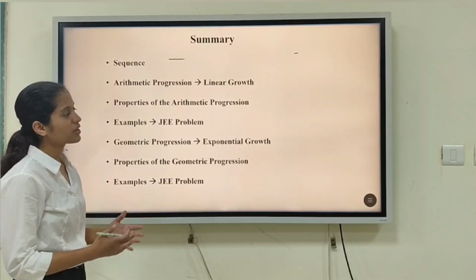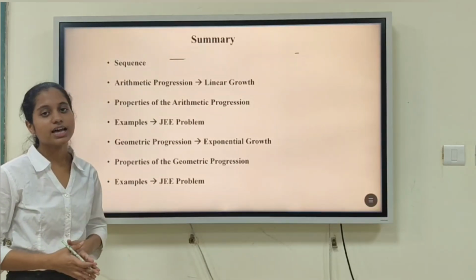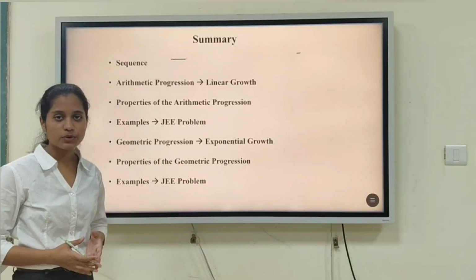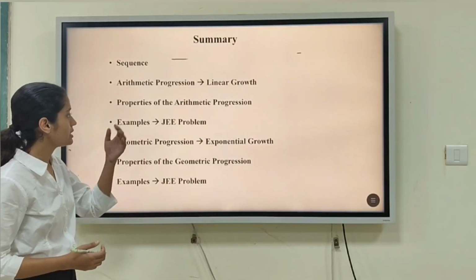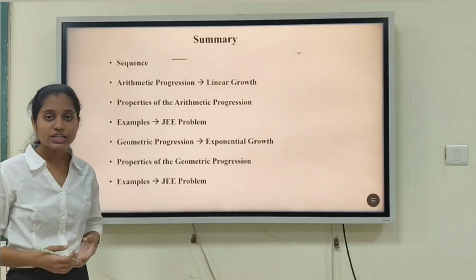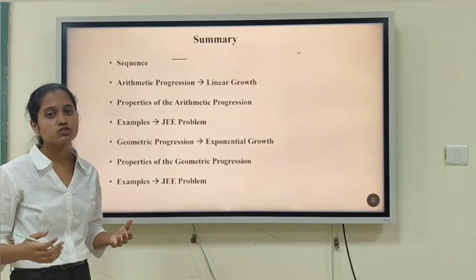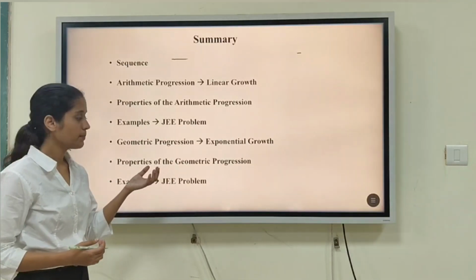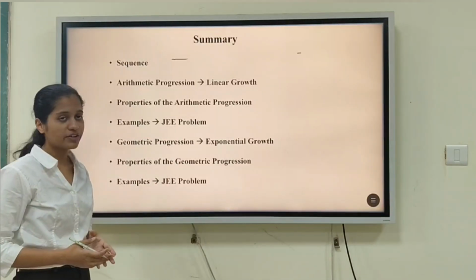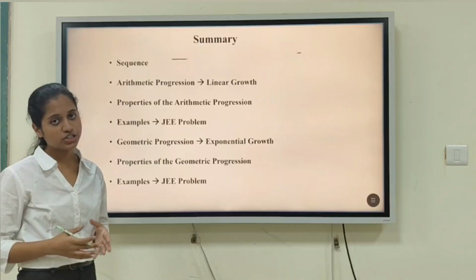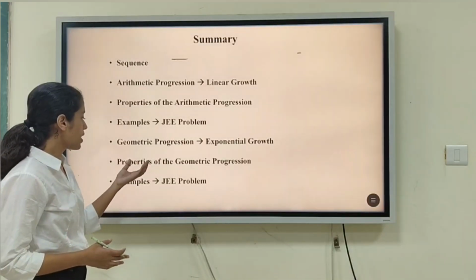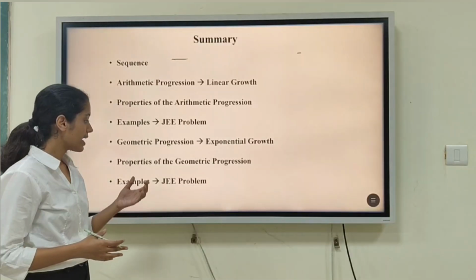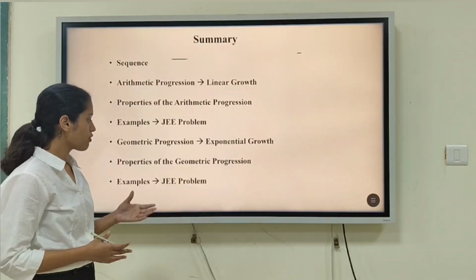So now this is a summary of the whole lecture. In this whole lecture, I discussed sequences. After that, I talked about arithmetic progression, which handles the situation of linear growth. Then I talked about properties of arithmetic progression, which we use to solve problems. After completing it, I solved one problem of JEE and started a new topic, geometric progression, which talks about exponential growth. In this also, I discussed some of the most important properties of geometric progression, and I ended this lecture with one example of geometric progression.